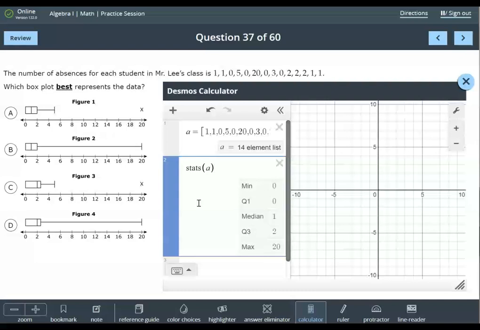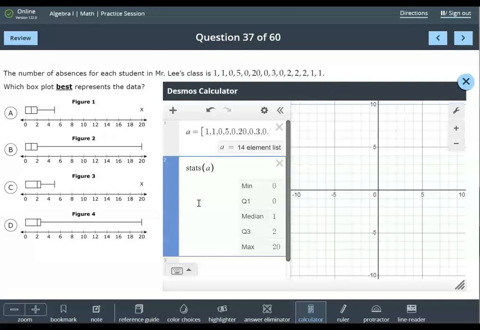So right off the bat, I see the minimum is 0. And if you look at all of the figures 1 through 4, you notice that every single graph starts at 0. So that's not that helpful. Q1 is the left side of the box, and so the left side of every box is at 0. This is the little box in your box plot. All right, so far nothing's been helpful.